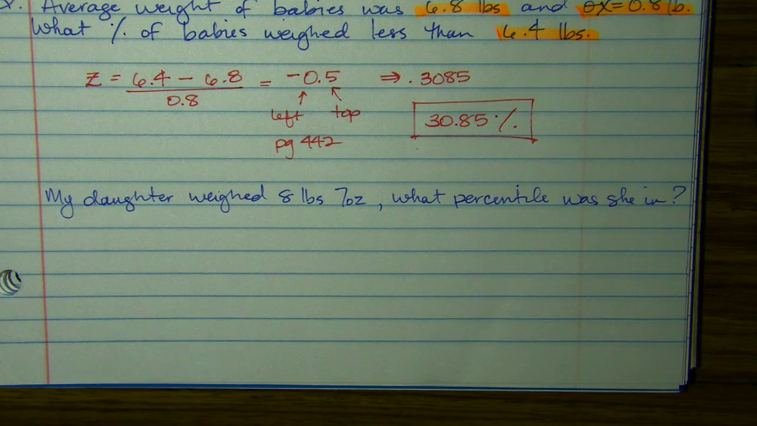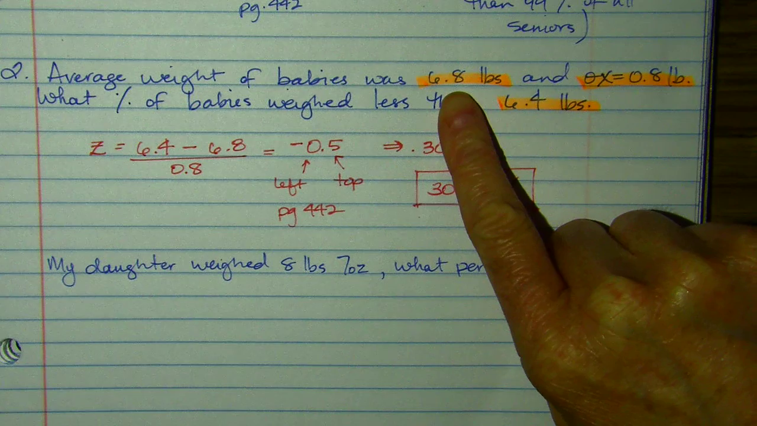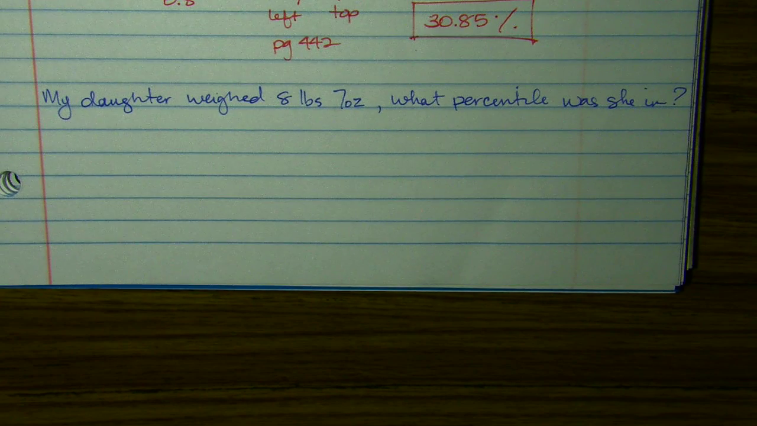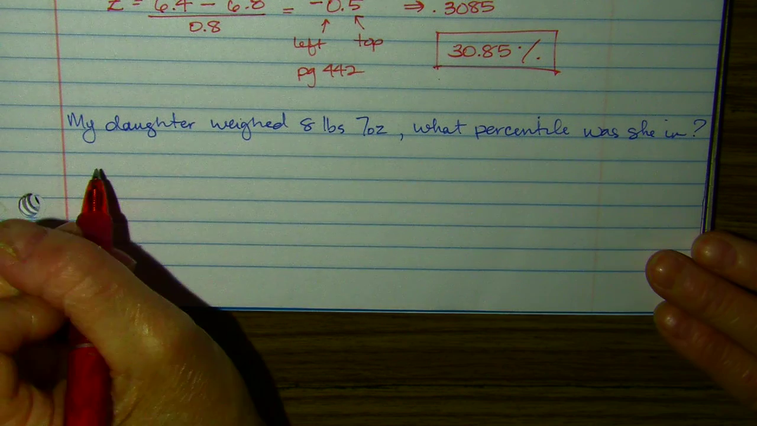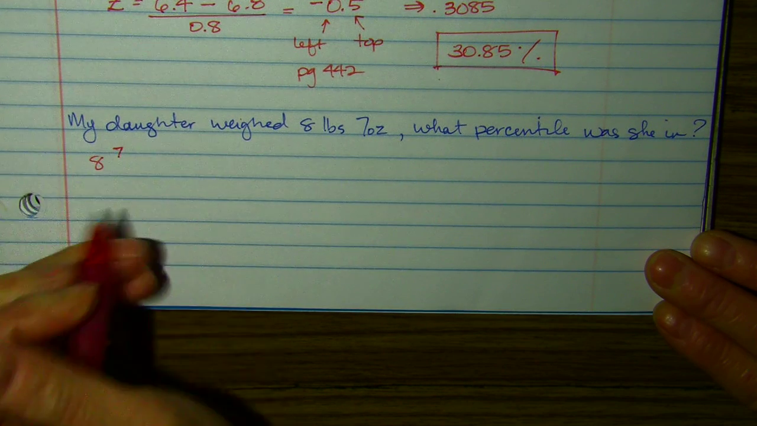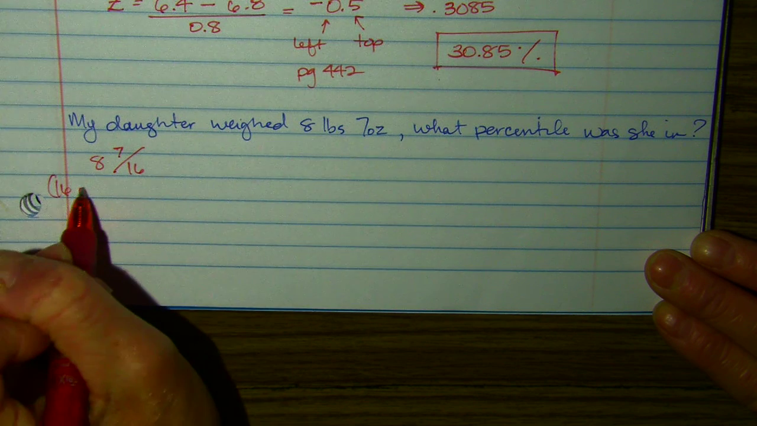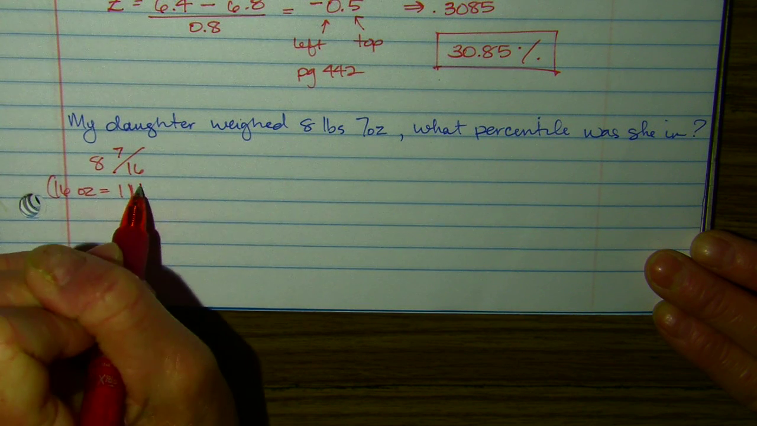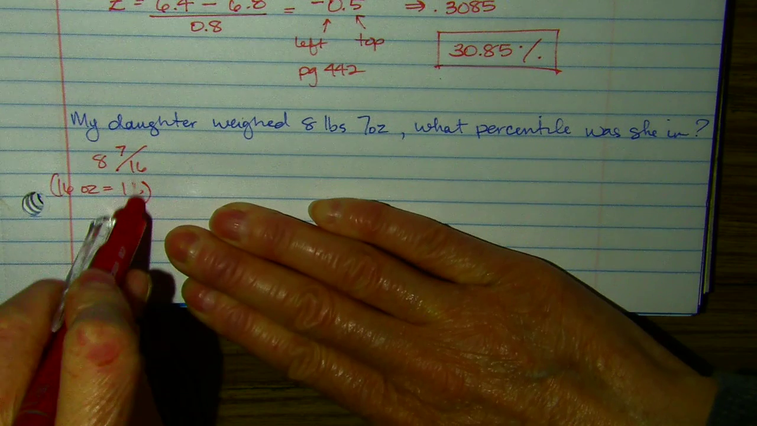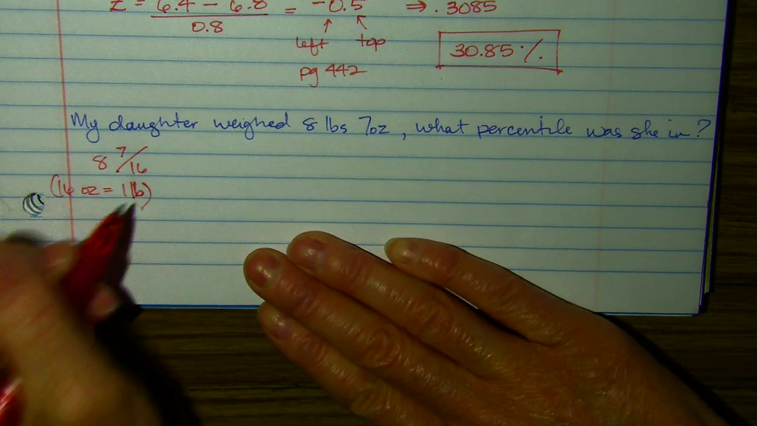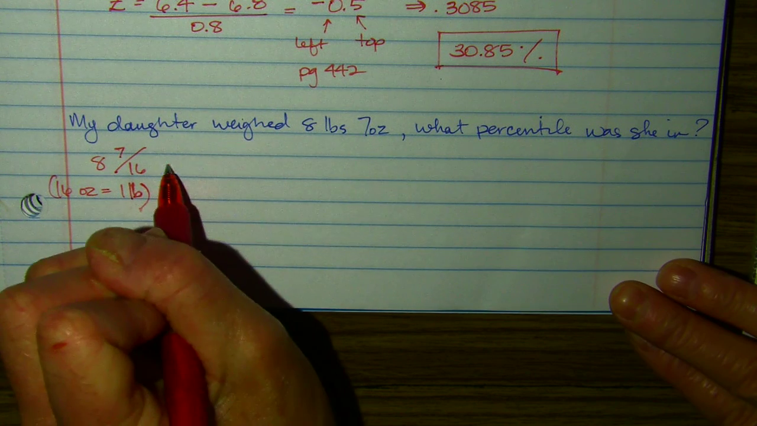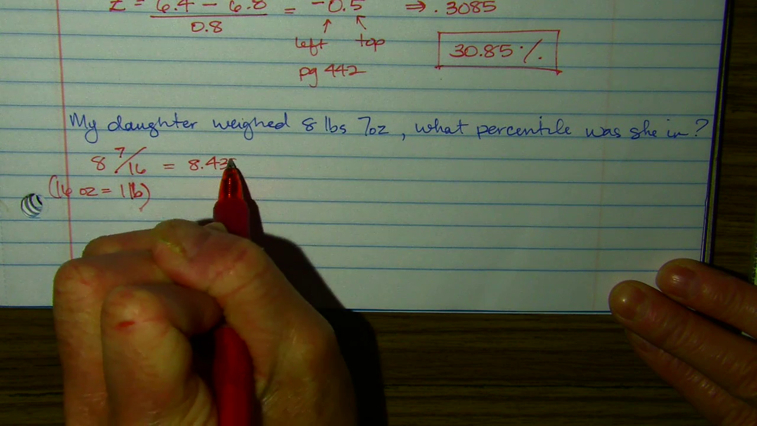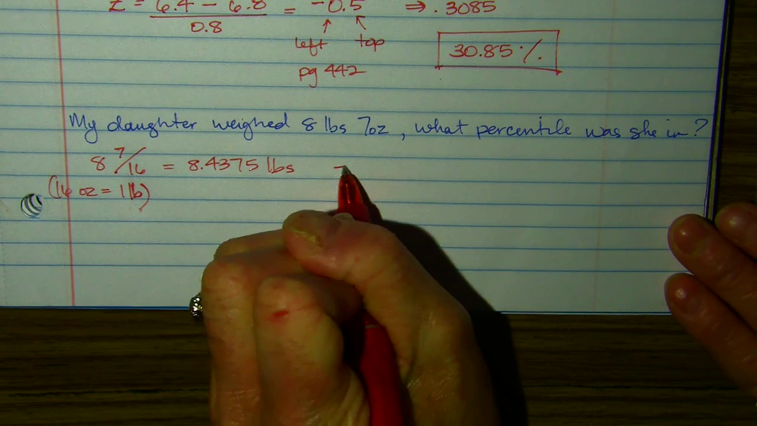Now, true story, my first daughter weighed 8 pounds 7 ounces, quite a bit above the average. So what percentile was she in? What was the percentile the hospital told me? Well, first I have to convert this to pounds. So she was 8 pounds 7 ounces. There are 16 ounces in 1 pound. So I'm converting this so that it is all in pounds. So I need to know, is this 8 point what of a pound? So 7 divided by 16, she was 8.4375 pounds.